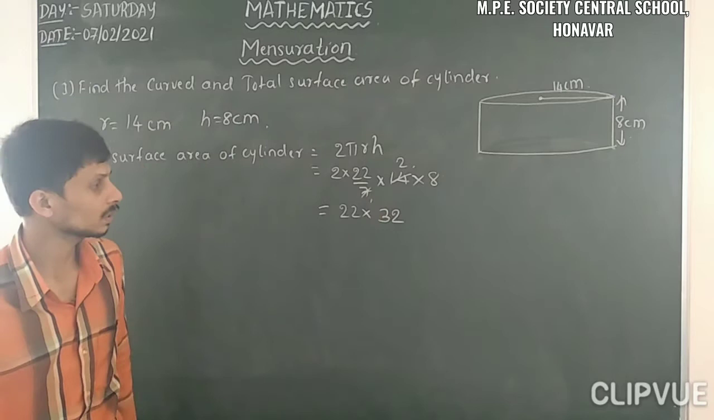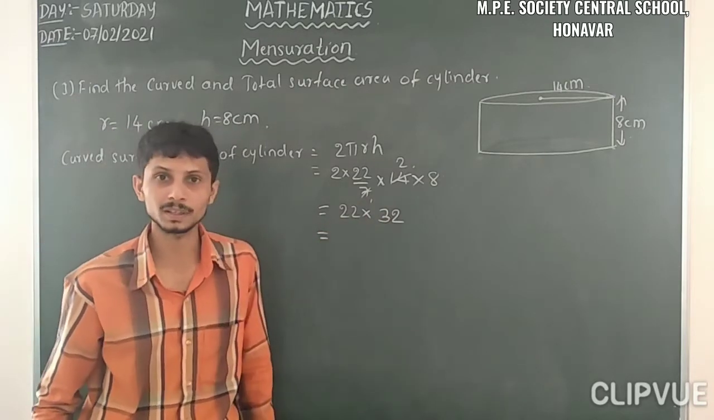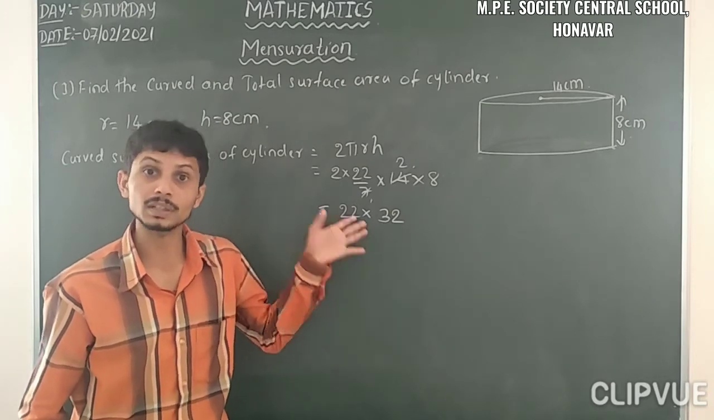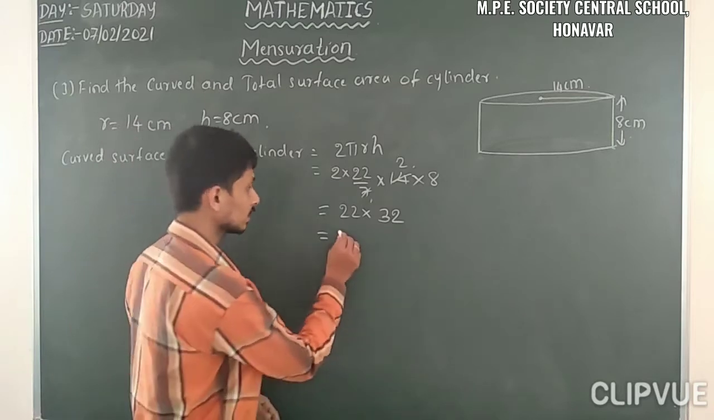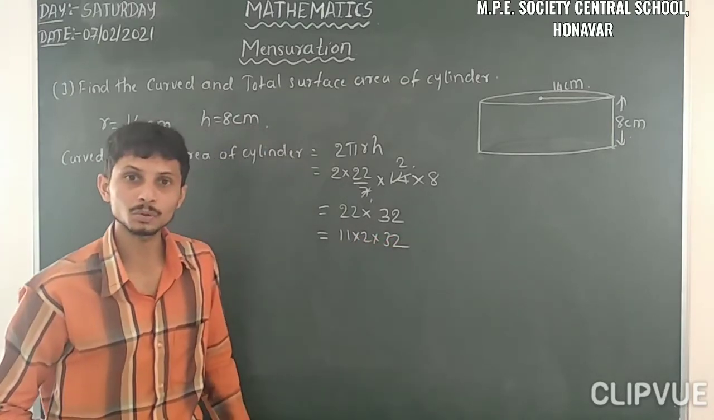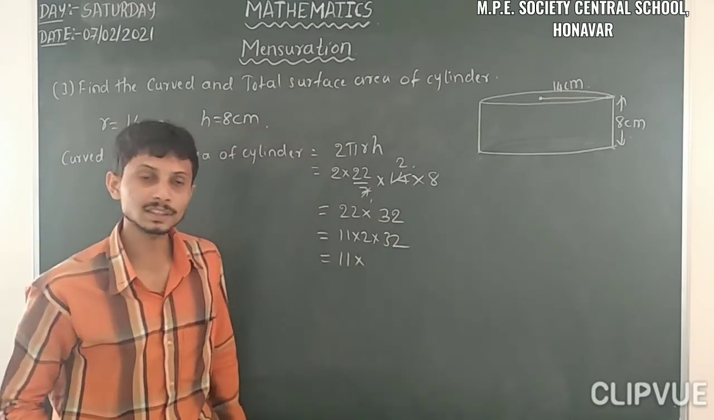So 14 into 8, and then we have to multiply the things. Here just observe, we have some difficulty multiplying such things. So let us convert this into 11 into multiples of other things. That is 11 into 2 into 32. 11 is very easy to calculate, and here just observe 11 into 6, 2 into 32 is 64.